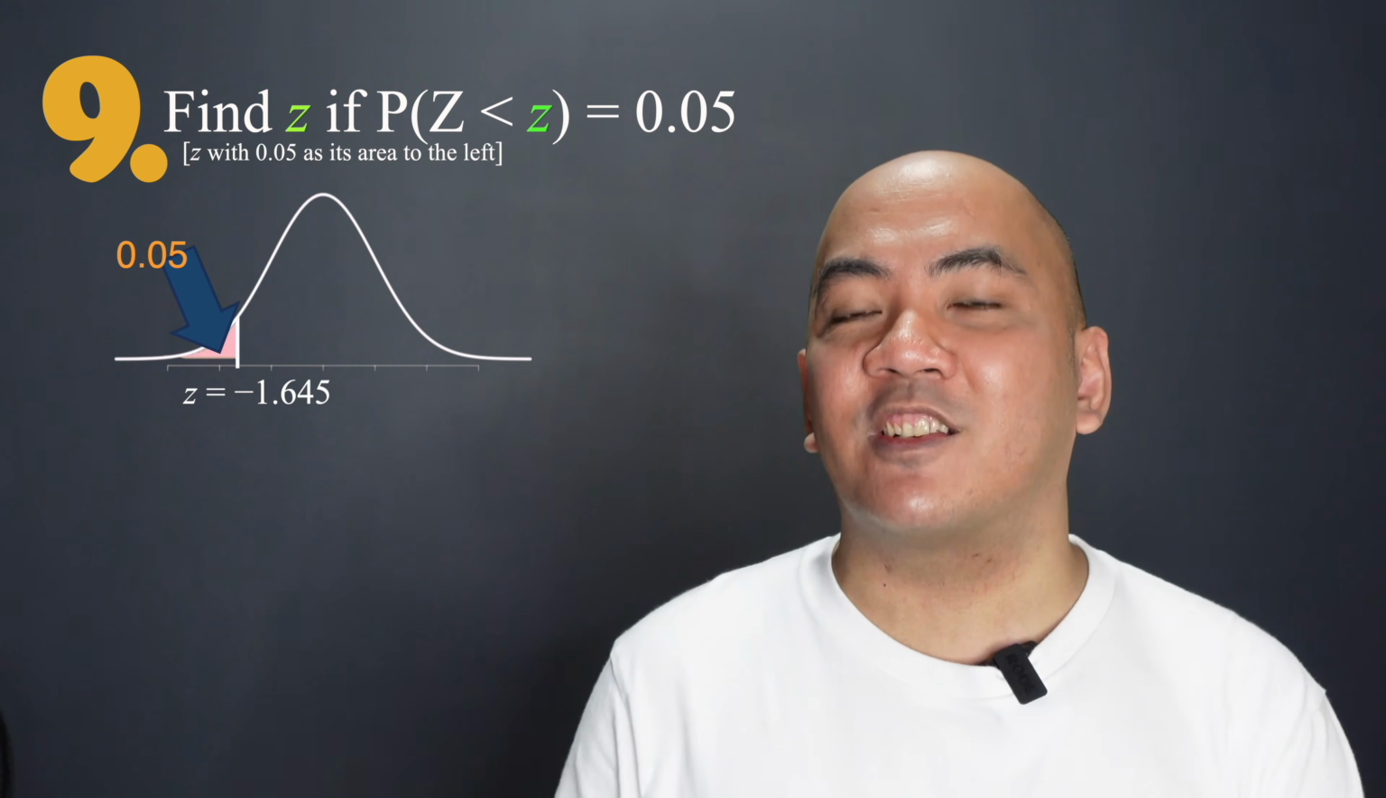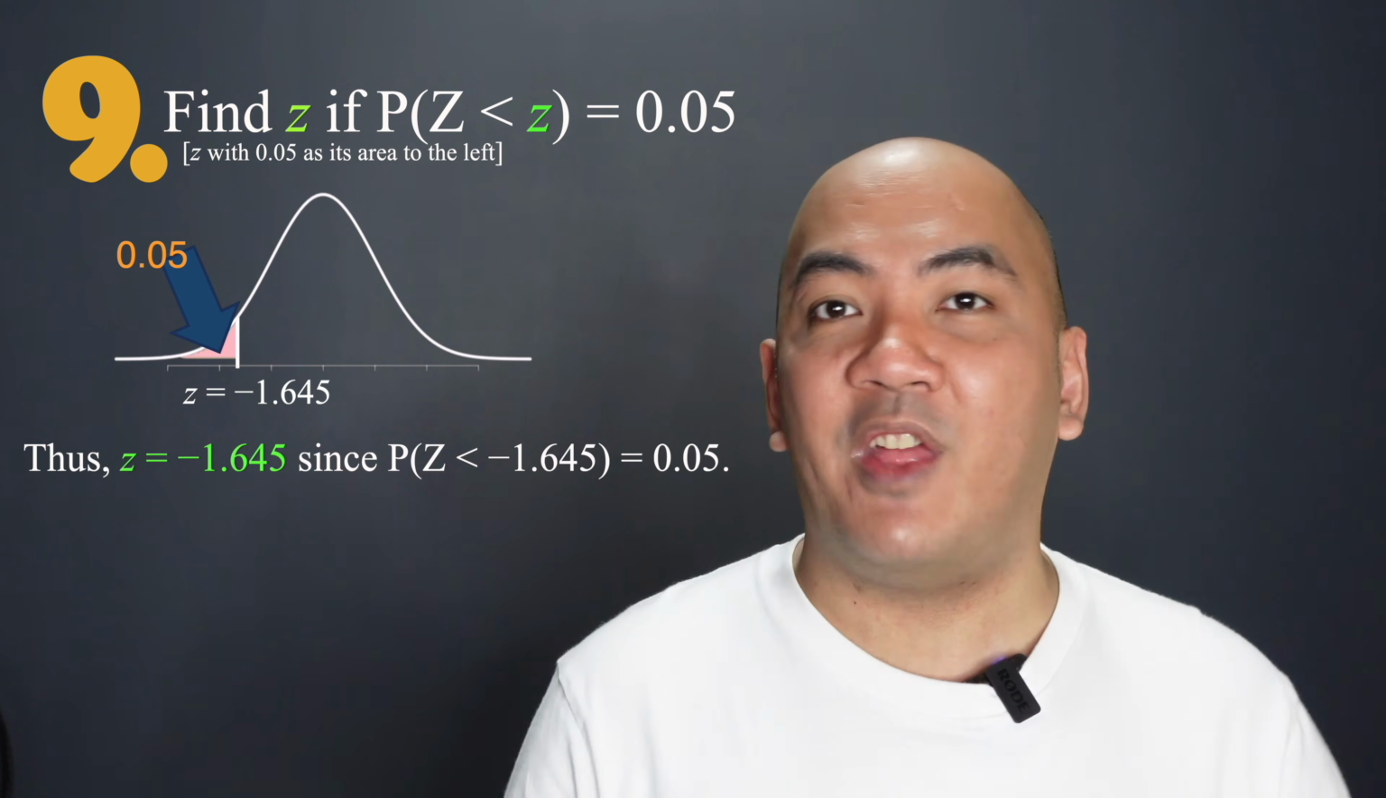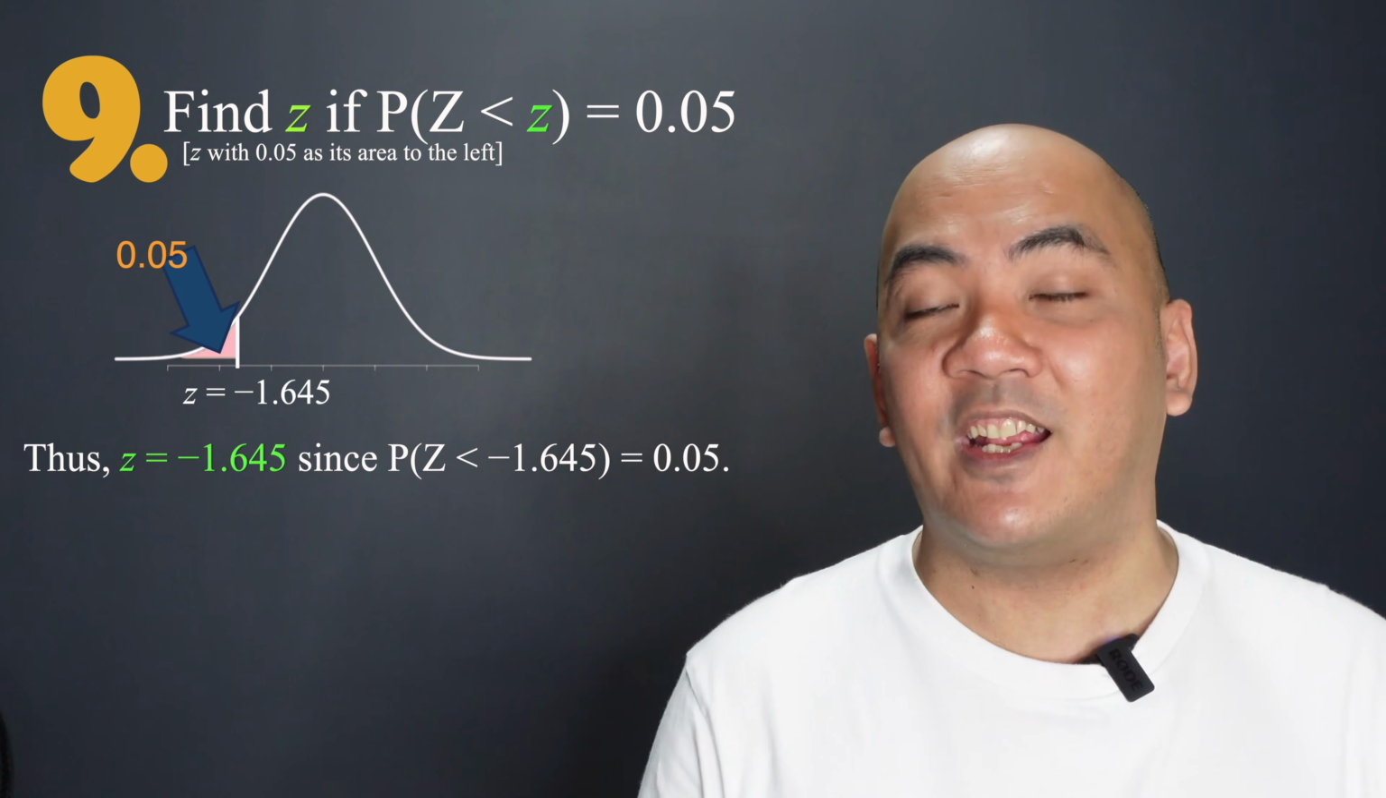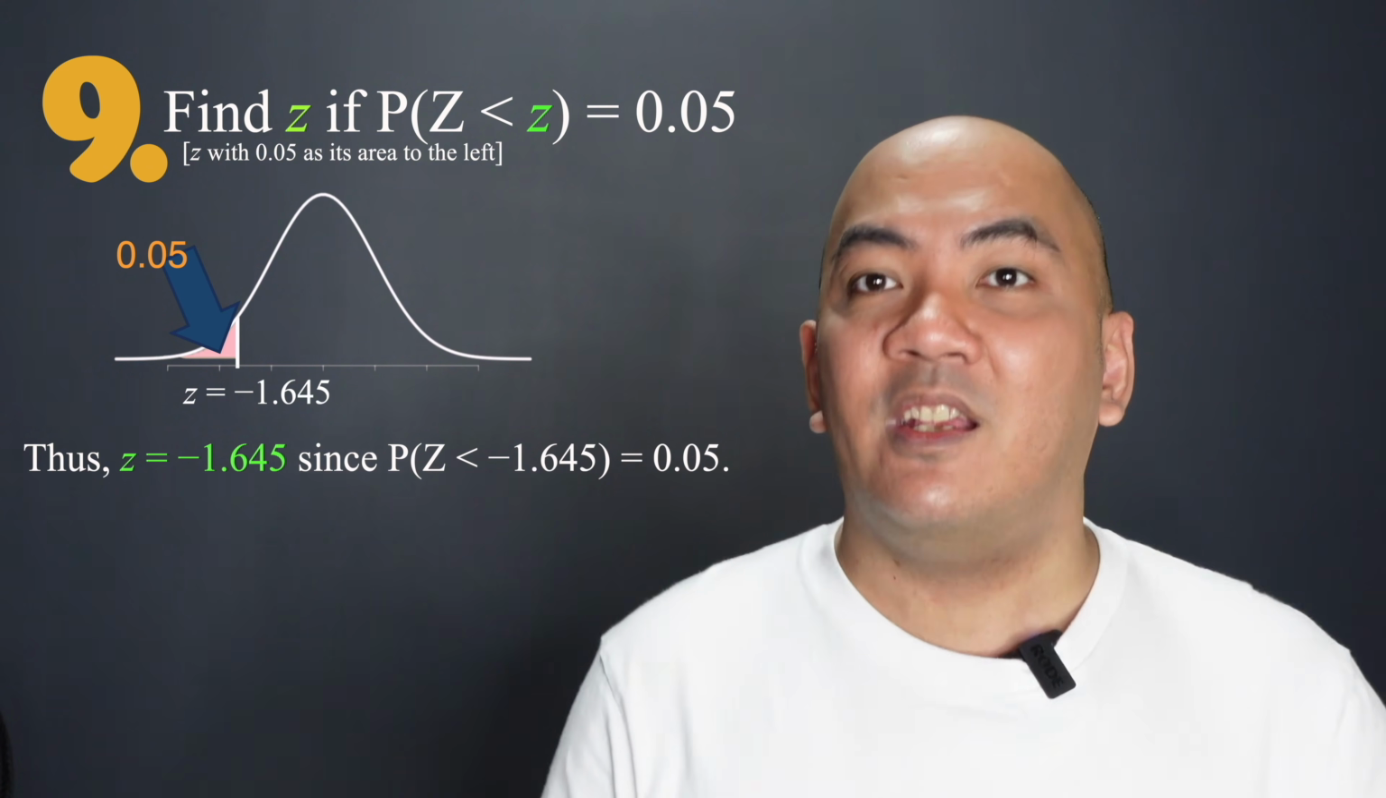However, actually in the next video, I'll show you that z equals negative 1.64 is better than negative 1.65. It's because when rounded off to 2 decimal places, the exact value of z that gives the cumulative probability of exactly 0.05 when rounded off is actually negative 1.64 and not negative 1.65. In the meantime, let us just make use of negative 1.645. Thus, the probability of z to be less than negative 1.645 is 0.05.